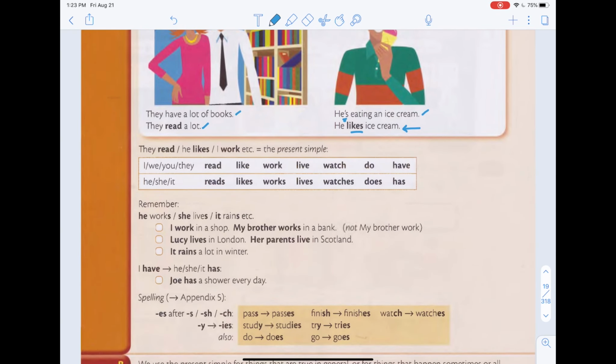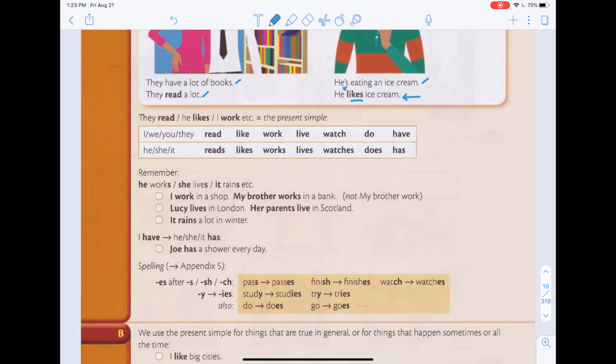So, let's look at more explanations over here. So, they read, he likes, I work, etc., etc. etc. means so on and so forth. And these are all what you would call present simple. So how do you use a present simple tense and when do you use these words? So this box over here, let me just show you this one. This is very important, okay? So make sure you remember this.